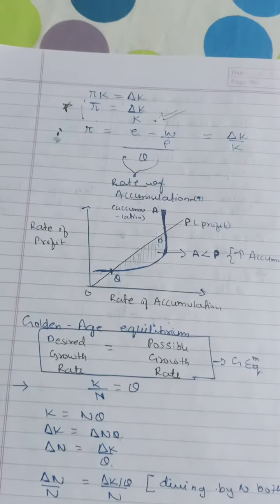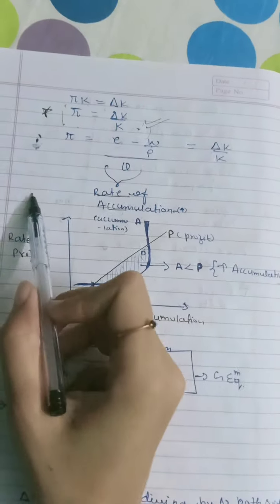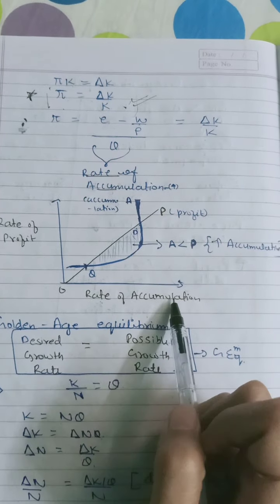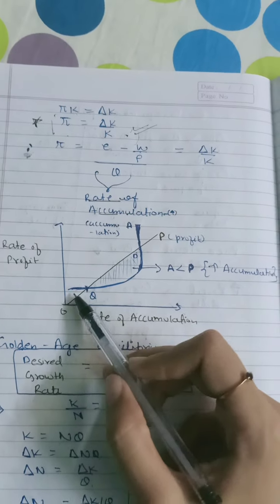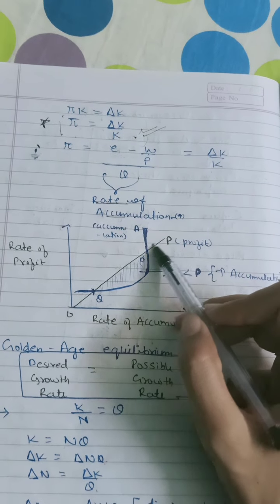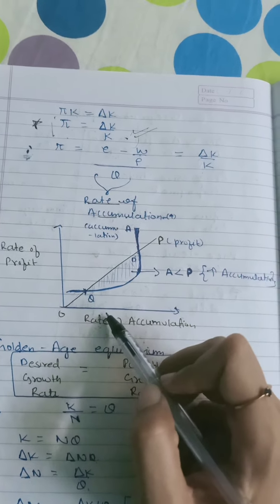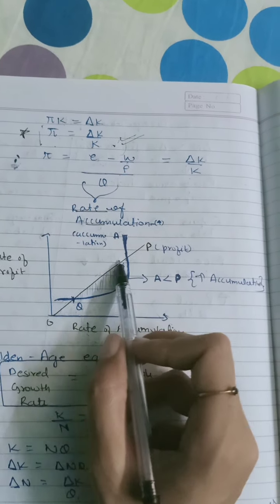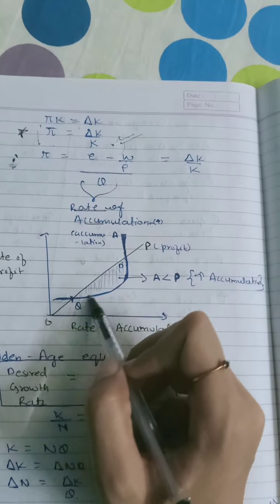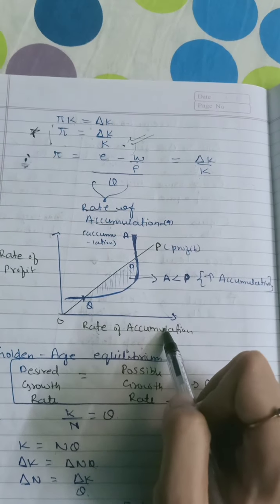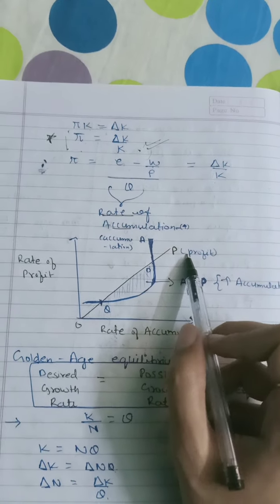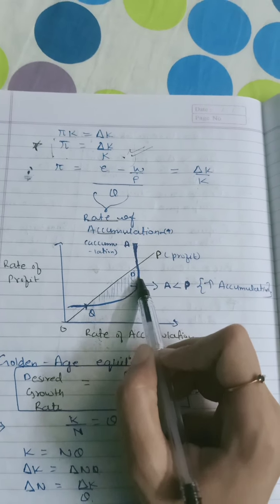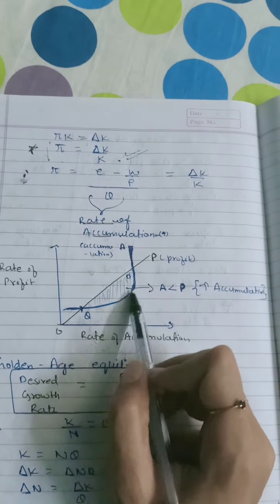If we see this graphically, on the y-axis we take the rate of profit, and on the x-axis we take the rate of accumulation. As you accumulate more and more capital, you will get more and more profit. That is why it is an increasing rate. With the rate of capital, the profit will be increasing, and this is how your accumulation runs.